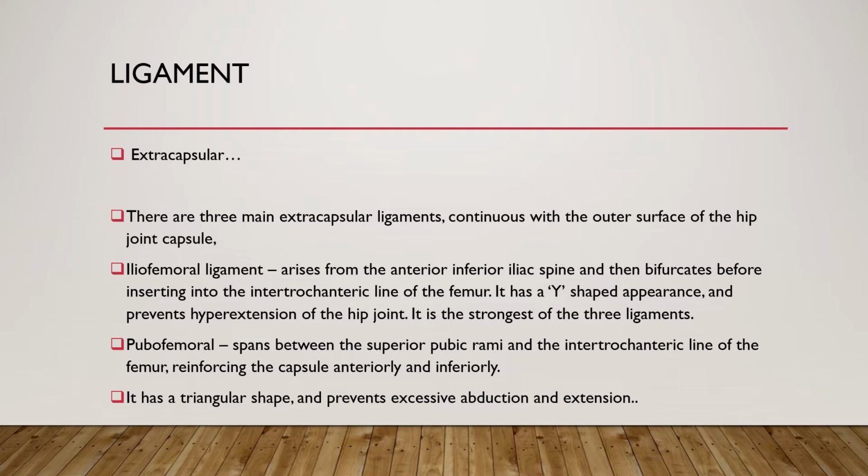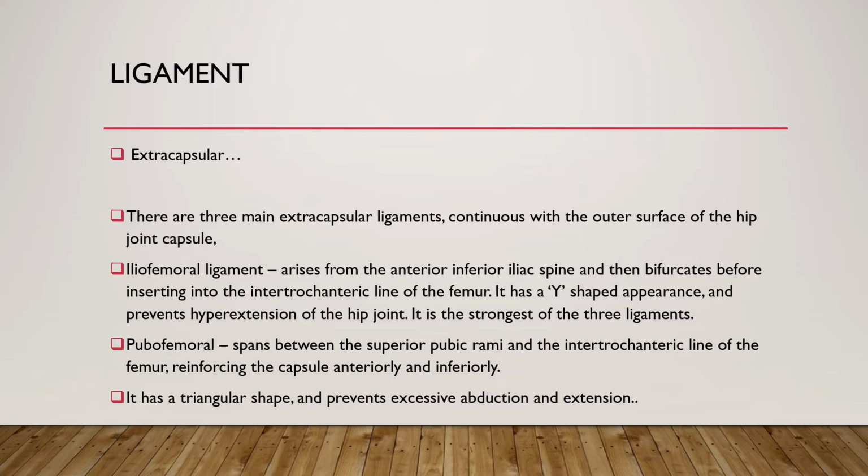Extracapsular ligaments. The three main extracapsular ligaments blend with the outer surface of the hip joint capsule. The iliofemoral ligament arises from the anterior inferior iliac spine and bifurcates before inserting into the intertrochanteric line of the femur. It has a Y-shaped appearance and prevents hyperextension of the hip joint. It is the strongest of the three ligaments.